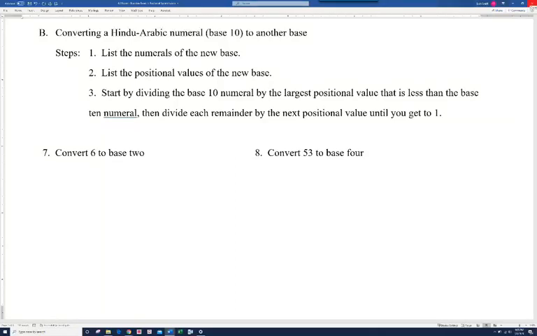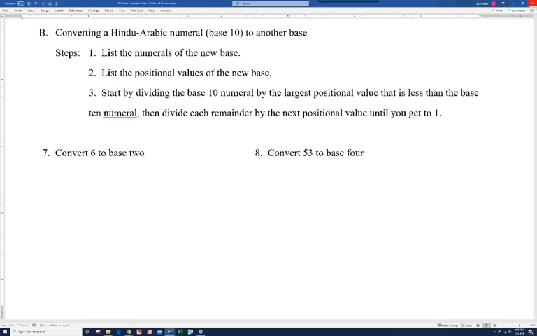All right, so this is part 2 where we're converting back and forth between our Hindu-Arabic numerals that are base 10 and other bases. So here we're going from our type of numbers, base 10, to other bases. And I've written out the steps because this is the direction that's a little more challenging. So let's go ahead and take it step by step.